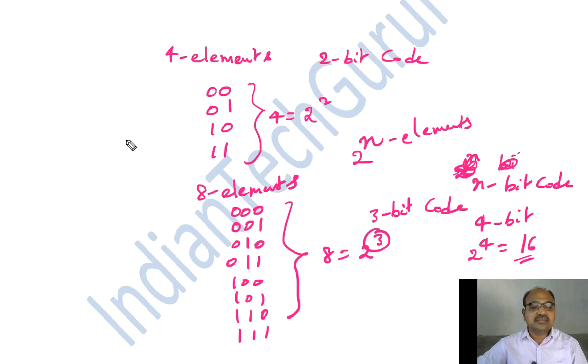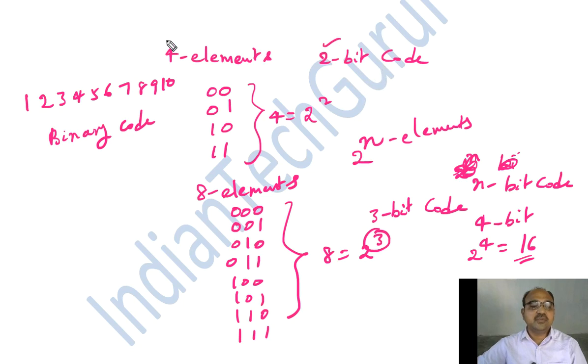So now let us convert the given decimal number, whatever the decimal number we have considered, 1, 2, 3, 4, 5, 6, 7, 8, 9, 1, 0, into its equivalent binary code, not binary number, but binary code. So how much bit code we need, whether we need 2-bit code or 3-bit code or 4-bit code? So using 2-bit code, how many elements we can store? Only 4 elements.